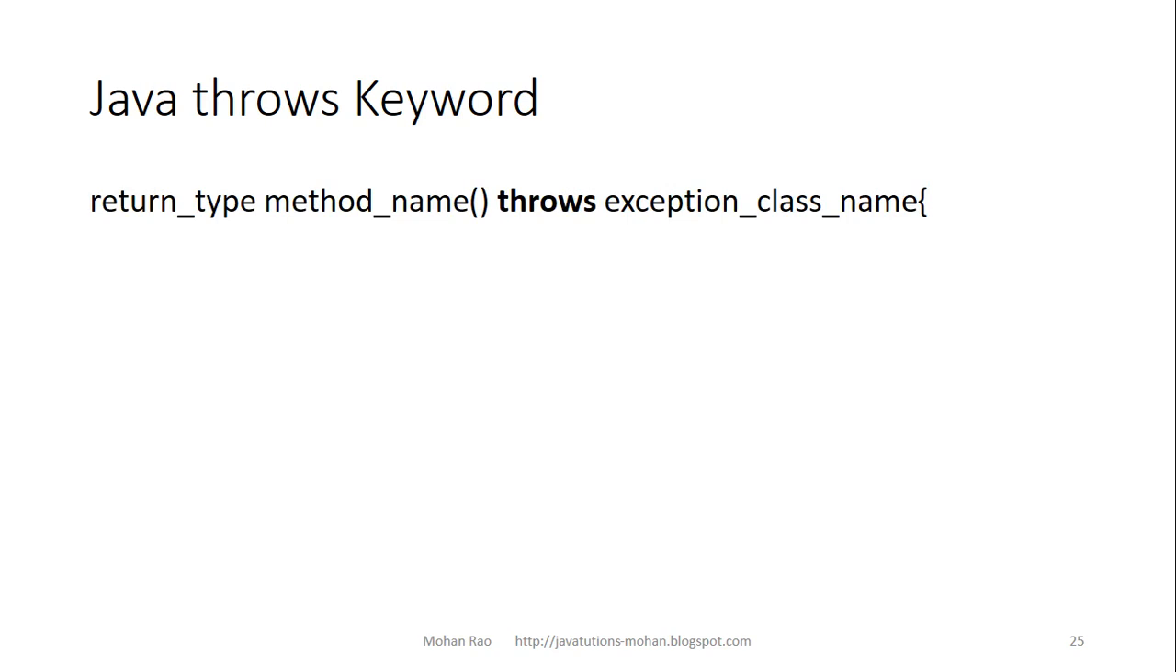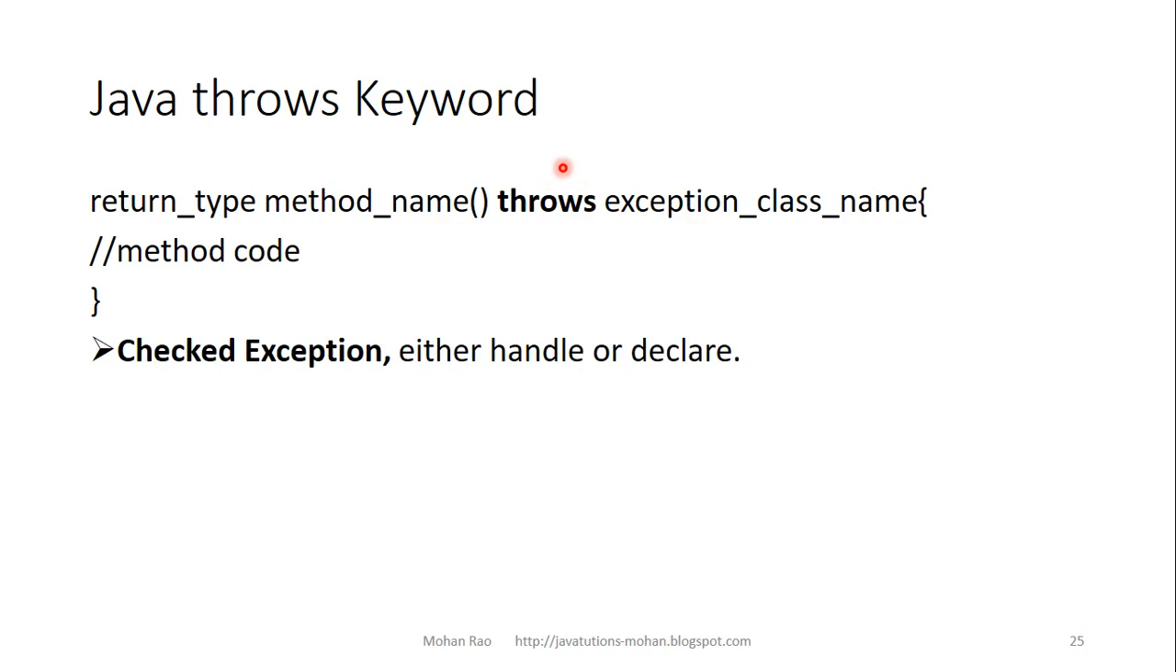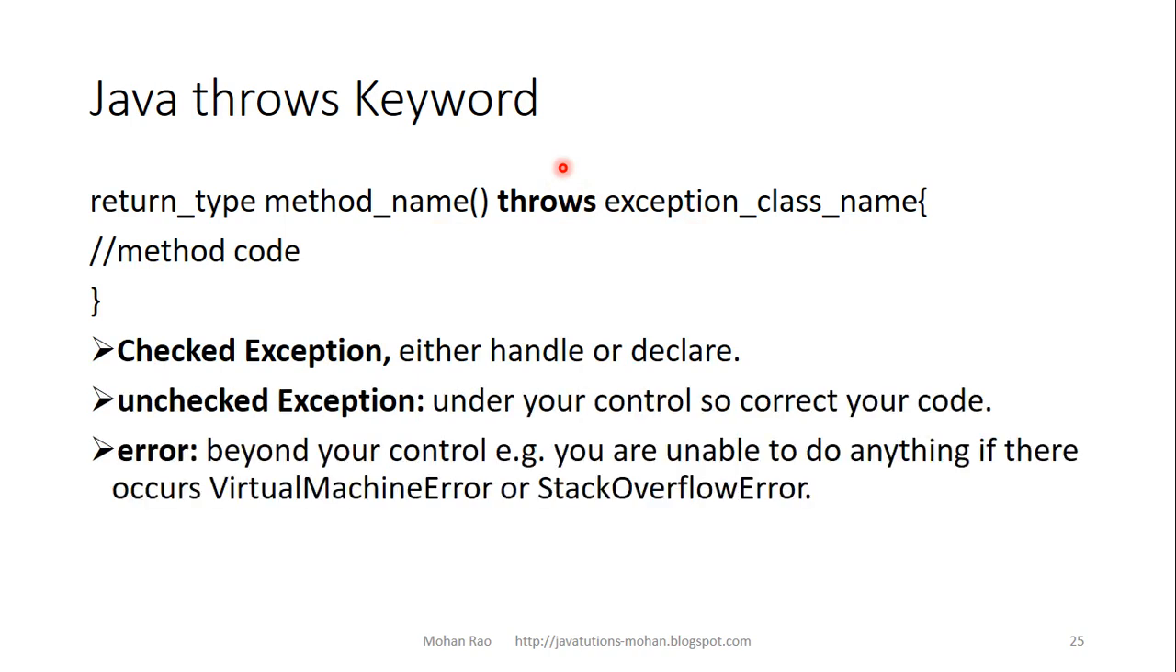This is the syntax of this throws declaring the exception, guys. Return type of the method, method name, throws, then your exception class, and method code inside. Guys, I'm going to define three once again. Checked exceptions, either you handle or you have to declare the exceptions. But unchecked exceptions are mostly due to negligence of the developer or improper code developed by the developer.